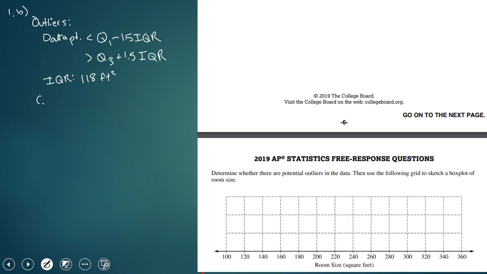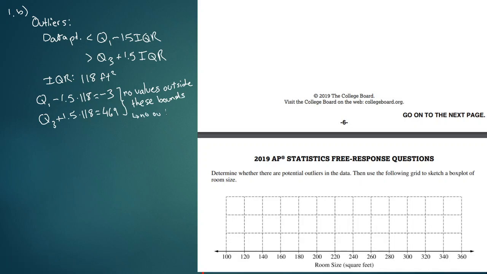And so Q1 minus 1.5 times 118, and Q3 plus 1.5 times 118 is equal to 469. And so there are no values outside these bounds, and thus no outliers. Okay, so that was the first way that you can do it, and that's using the quartiles and the interquartile range.